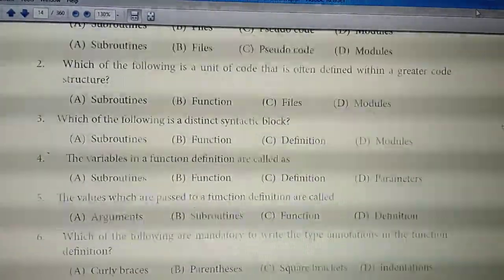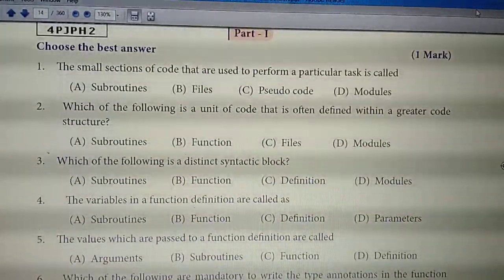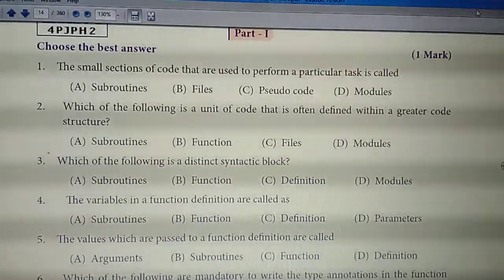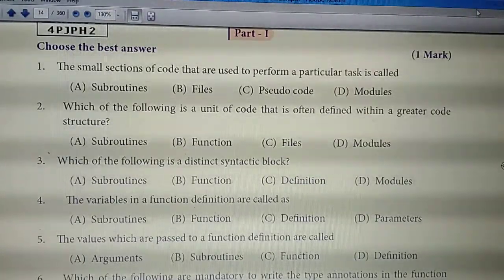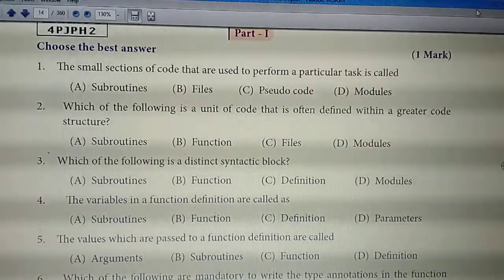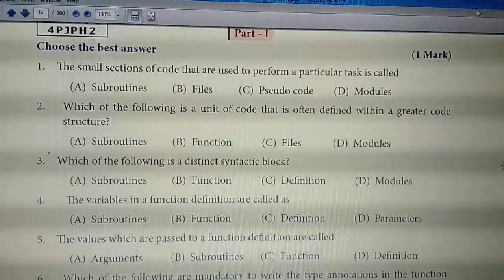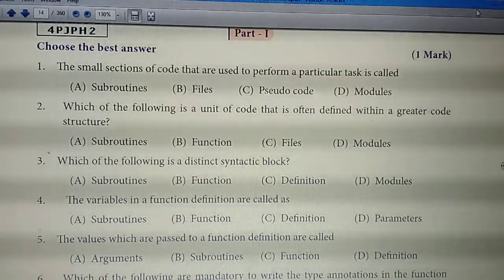I will take page number 8. Okay, so first, the one mark questions, you mark it. First one word question answer is option A, subroutines. Second one word question answer is option B, function.